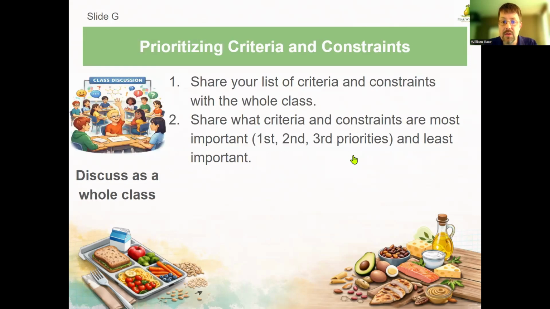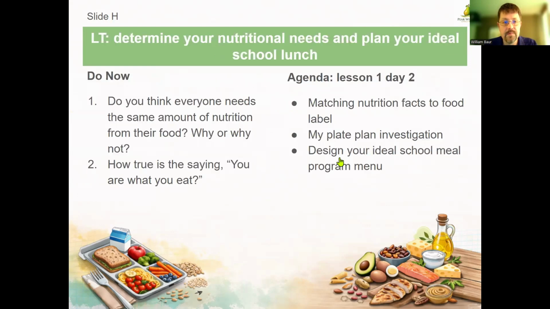After we brainstorm our list, students start to prioritize what are their top three priorities and what are their least important priorities in terms of their criteria and constraints. And we'll use that when we design our initial menu.